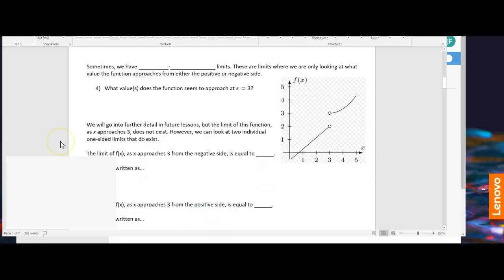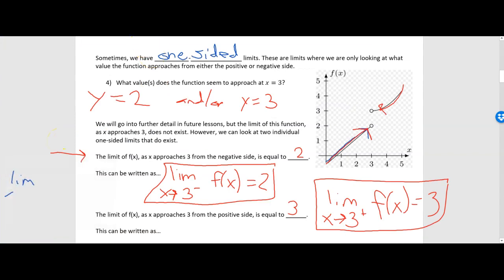I think when I go too far off the side of the screen, it does that. As x approaches 3, now this is just talking about the entire limit, the regular limit. Take 5 seconds to think about what the answer to this one would be. Maybe pause the video. The answer to this one would actually be does not exist because the function's approaching different values from the left and the right-hand side.